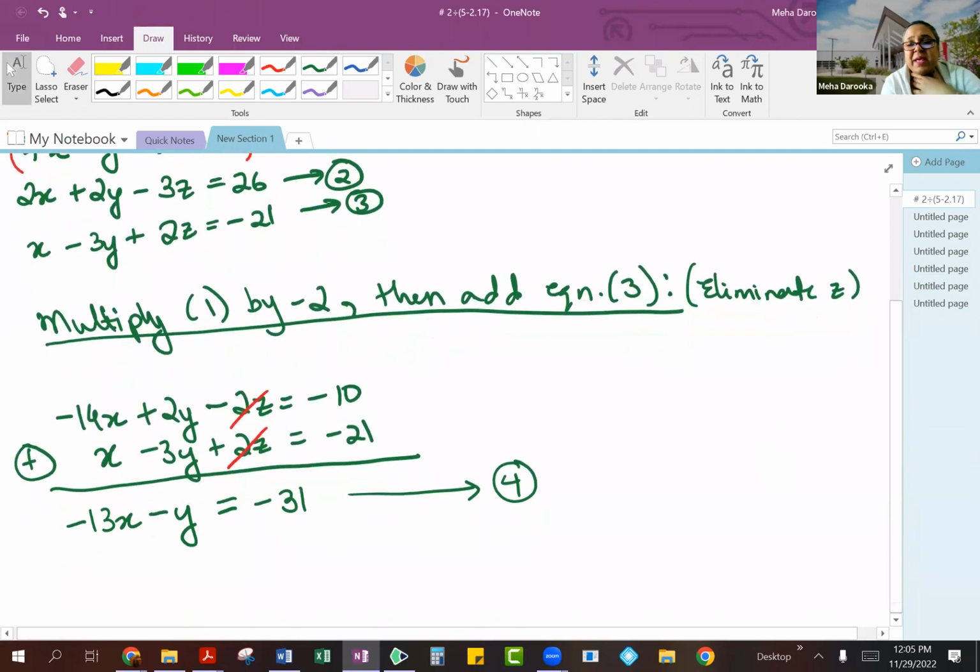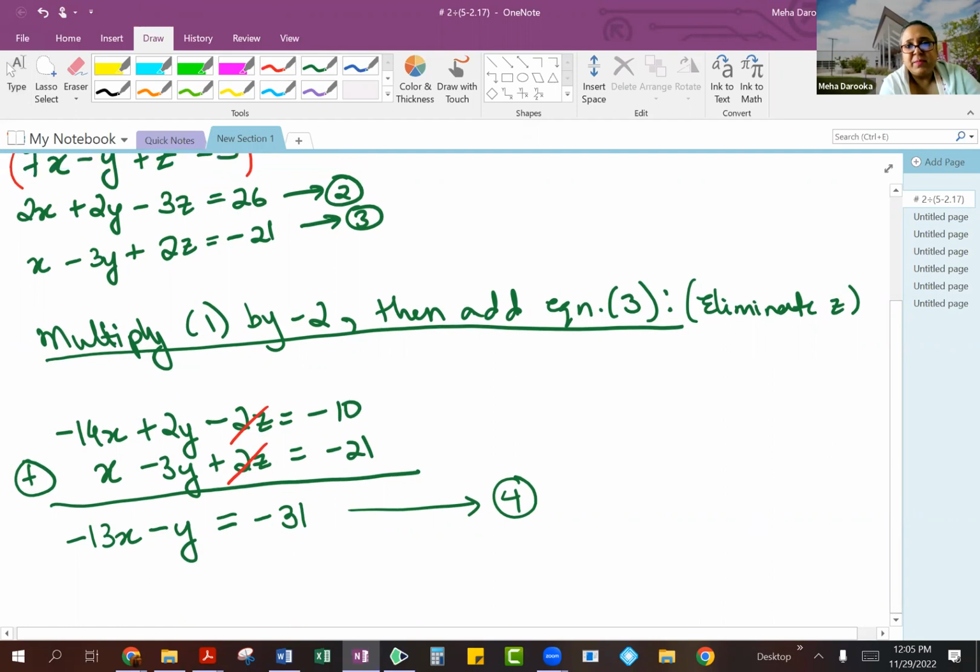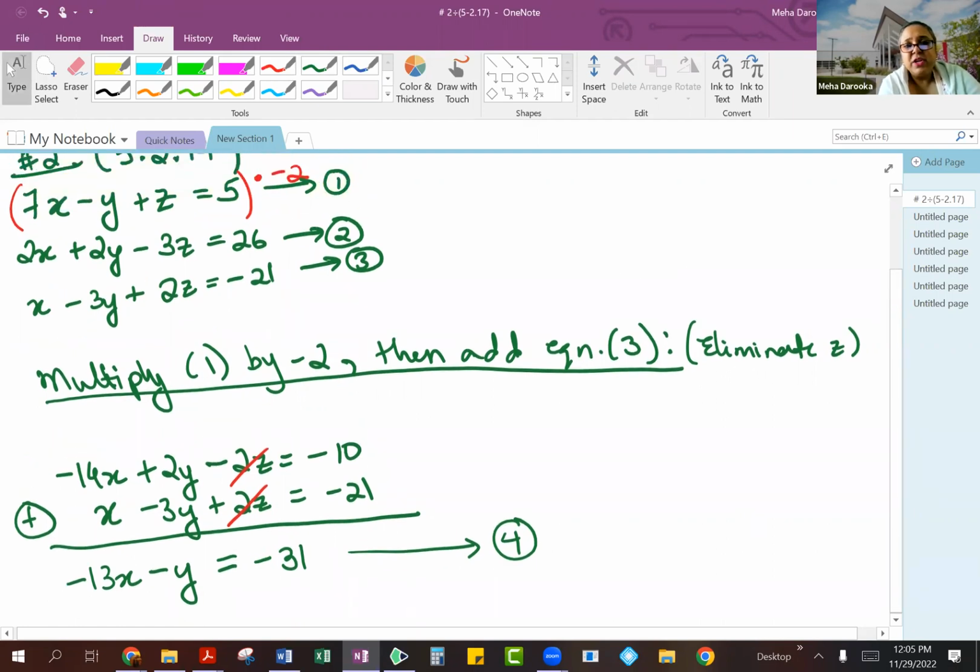Okay. So we have one equation with two variables. Now we need to repeat the process. So you can either use equation 1 and 2, or you need to use equation 2 and 3. So which combination do you think will work out better, 1 and 2, or should it be 2 and 3?